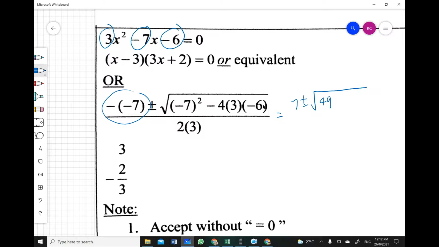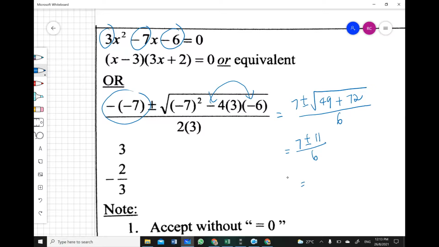12 times 6, how much? 72. And then negative times negative is a positive. And then 2 times 3, 6. So you solve it again. 7 plus minus. Find out the answer here. 49 plus 72, how much? 121. Yes, 121. So the square root of 121 is 11 over 6.